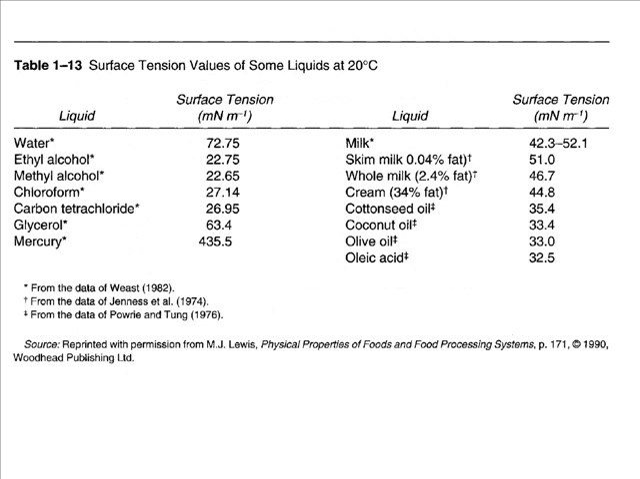Here you see the surface tension values of some liquids at 20 degrees Celsius. You see in front of you water, ethyl alcohol, methyl alcohol, chloroform, and a number of other things such as milk, skim milk, whole milk, cream, olive oil, and oleic acid. This becomes an important property in certain situations, so it's good to know this property so that you'll be able to use it in the future.